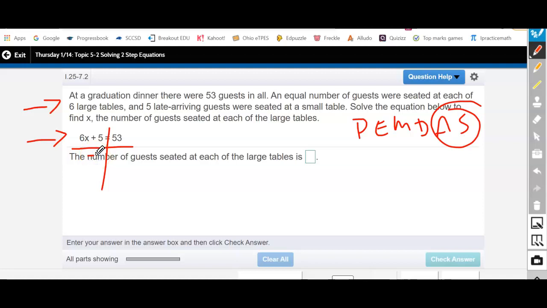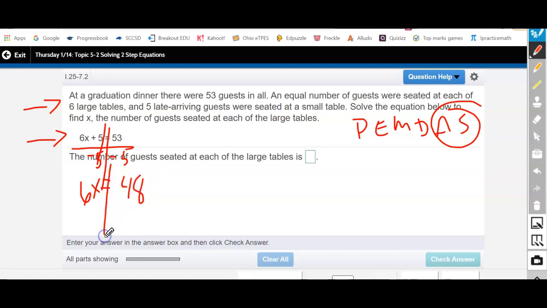So we got plus 5, we're going to subtract 5. That gets rid of our 5. We're left with 6x on the left. On the right, 53 minus 5 is 48.